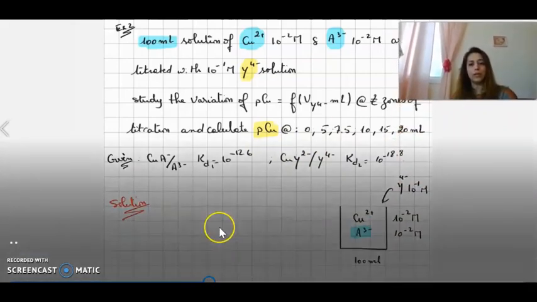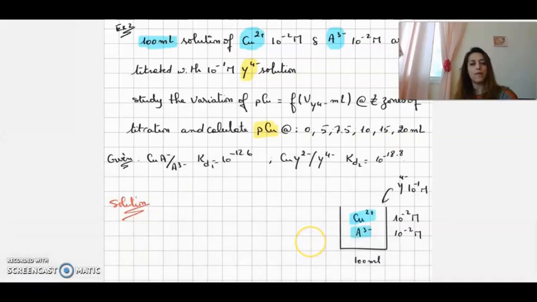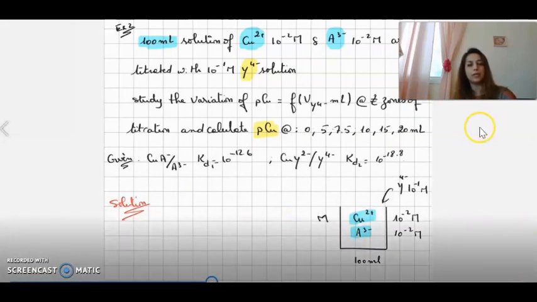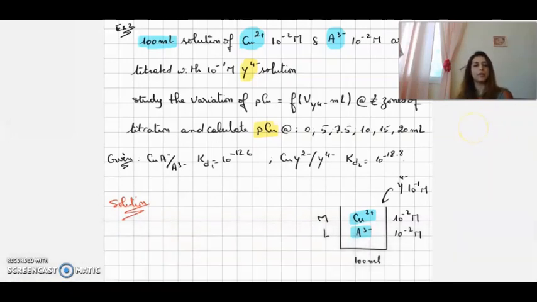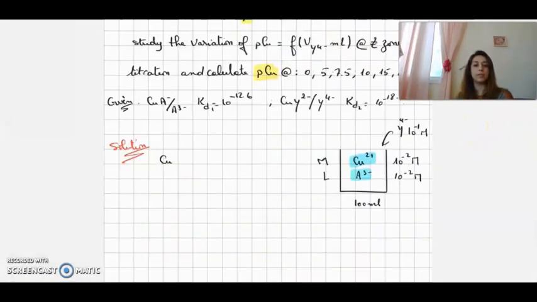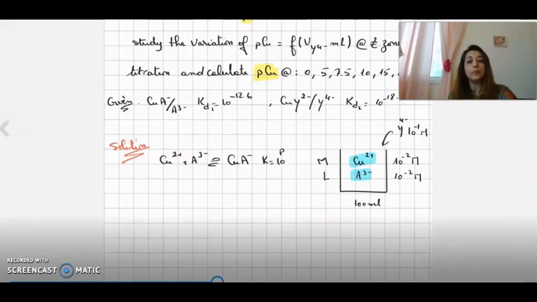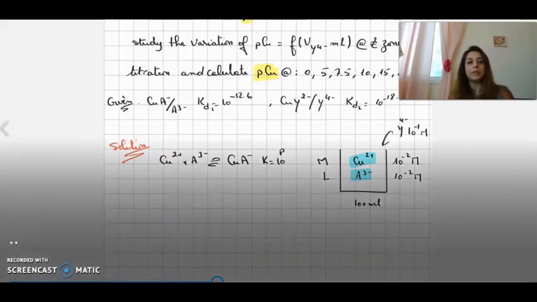So here we have to look at the beginning at what we have in the beaker. I have in the beaker Cu2+, the metal, and A3-, the ligand. Before starting the titration, this metal and ligand can react, so we have to pay attention to this point.